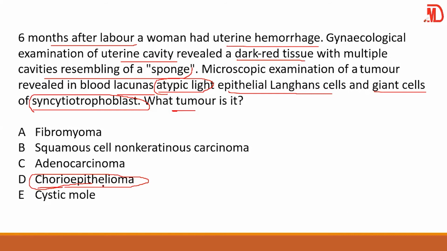Chorioepithelioma. So here you are thinking of D. Like I said, all of these cells, as part of the syncytiotrophoblast, are all talking about chorioepithelioma. And this is a malignant trophoblastic cancer, usually of the placenta. So again, we are thinking of D.